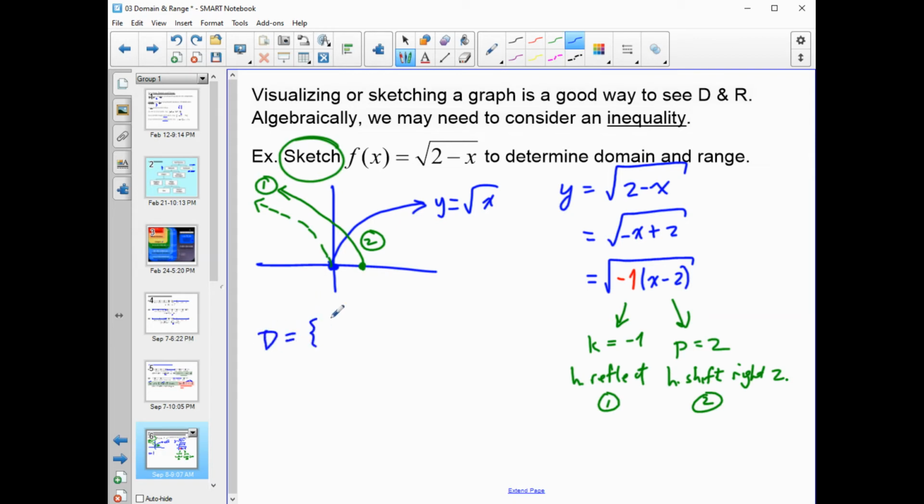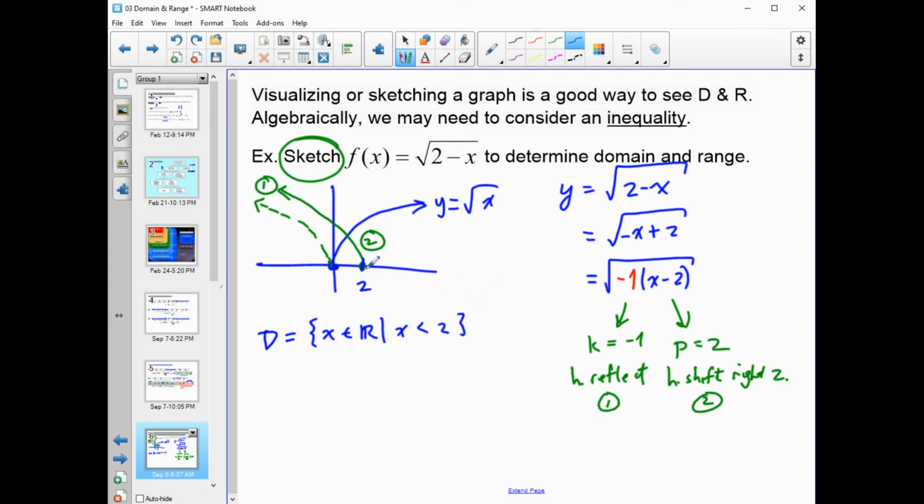What is the domain of that solid green line? What x values am I allowed to put into that function? And in this case, this was a shift to the right by 2, which means this actually is at an x coordinate of 2. I'm allowed to have everything to the left of that. So first of all, it's x member of R. It's going to be real numbers, such that x is to the left of 2.